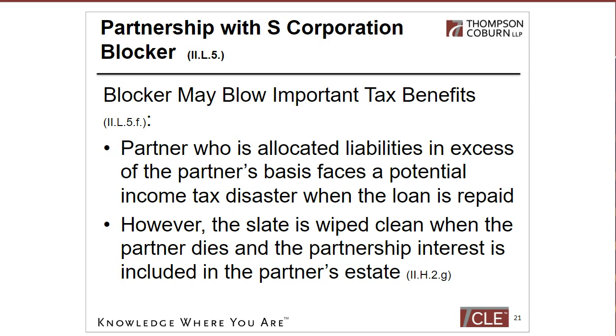So what happens with these blockers, besides navigating those tricky issues? I got an inquiry from somebody where they had a partnership that had liabilities in excess of basis. The partnership had a very uneven income stream, and it would borrow against the income that it expected to receive. In this particular case, the owners held their partnership interest through an S corp. So each owner has his or her own S corp. And the idea again was to help block that self-employment income.